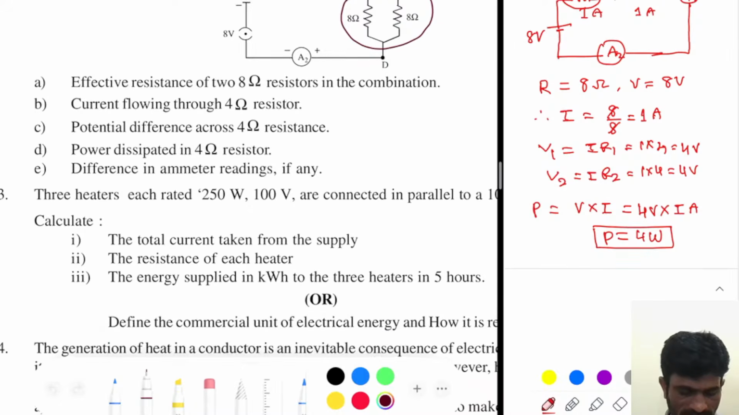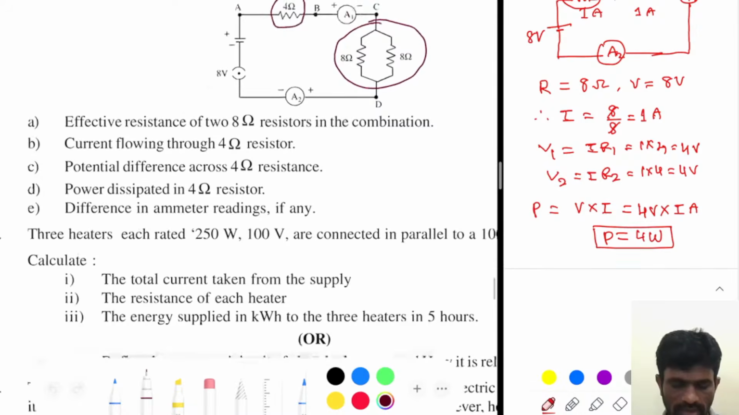Difference in ammeter readings, if any. See here, whatever current is here, here also current is same. What is that? 1 ampere. The ammeter is not connected through 8 ohms or 8 ohms. It is connected in series only, for overall circuit only. In both the cases, there is no ammeter difference. It shows the reading 1 ampere only.